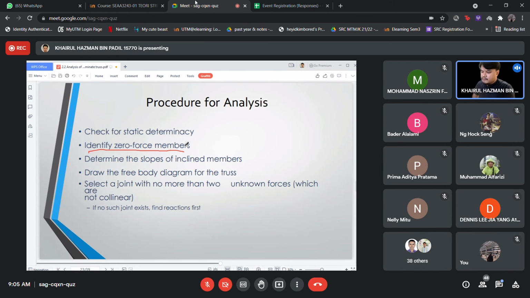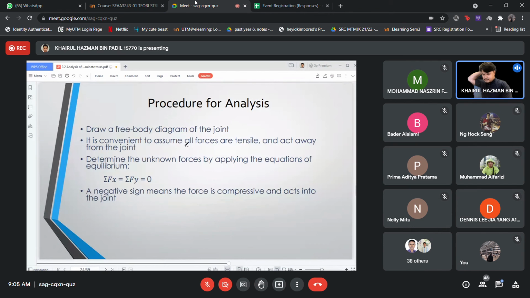Draw the free body diagram of the truss. Select a joint with no more than two unknown forces which are not collinear. If no such joint exists, find the reaction first. So if there is no such joint, you need to find the reaction first. Okay. Draw a free body diagram of the joint. It is convenient to assume all forces are tensile, which means you assume all the members are going away from each other, not going towards each other. So you assume all the members are in tension.